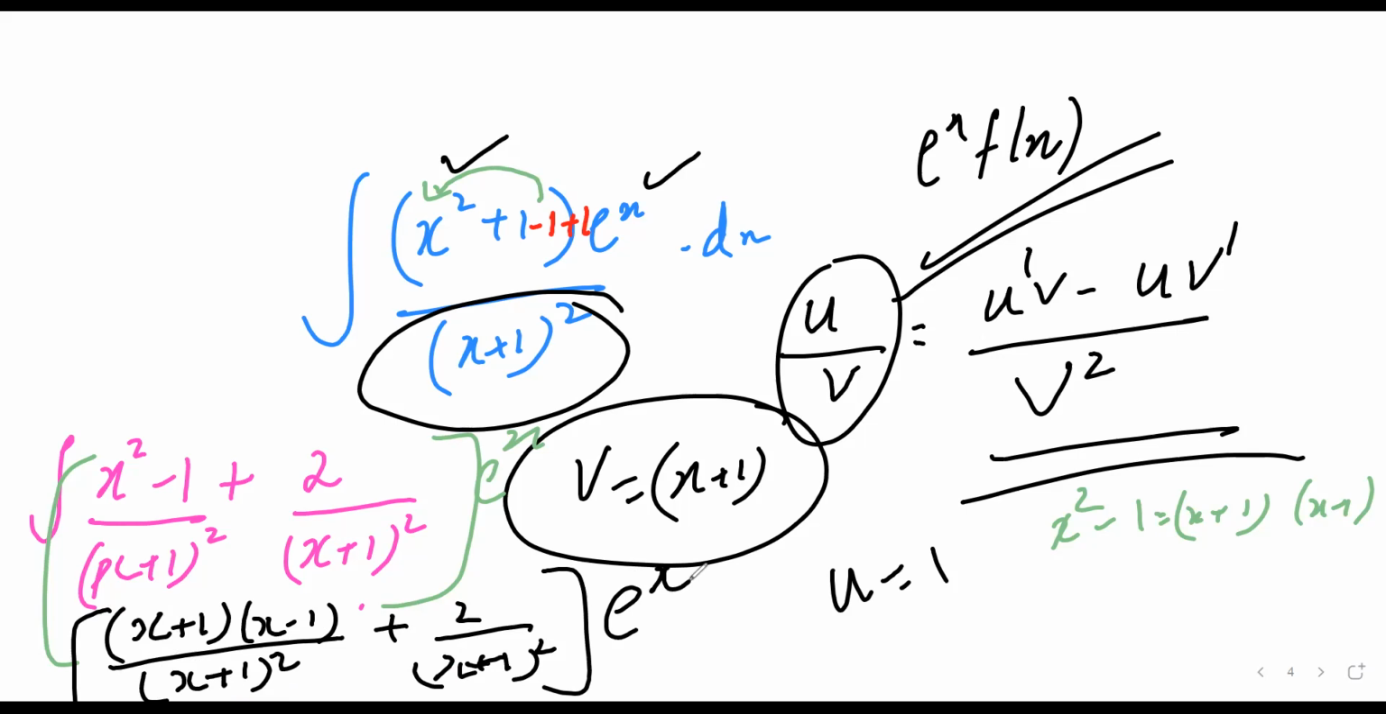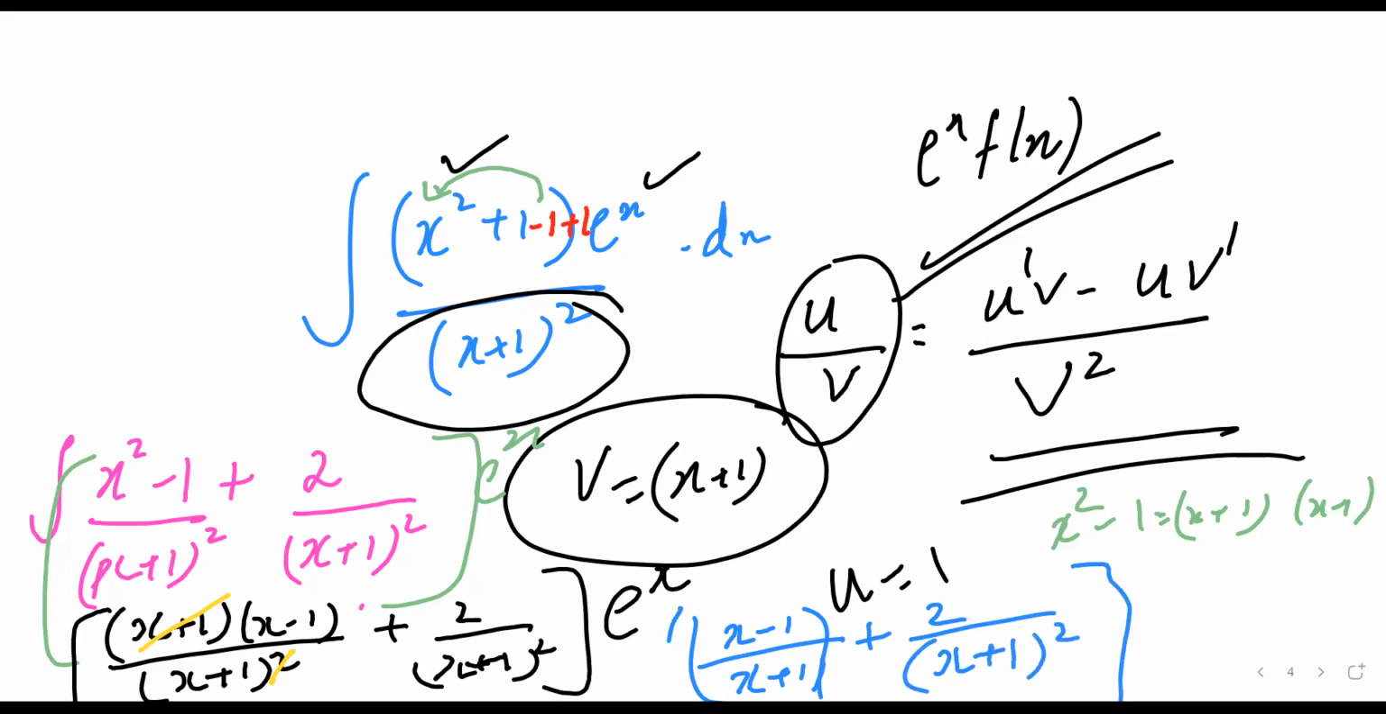Now what I'm going to do is I'm going to cancel that x plus 1 and here one x plus 1. So what term will I be getting? I'll be getting x minus 1 by x plus 1, correct? Plus 2 by x plus 1 the whole square into e power x.